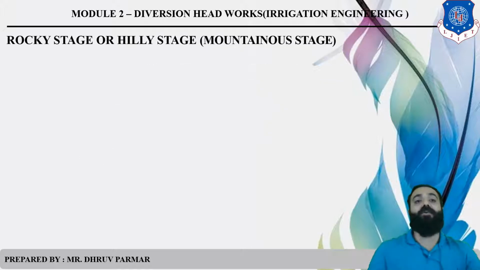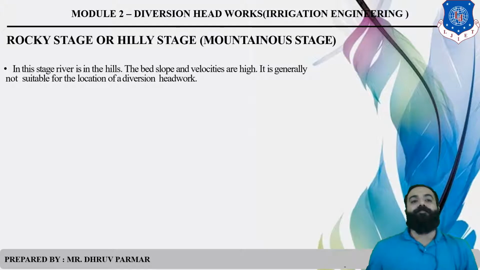That first stage, the rocky or hilly or mountainous stage. In this stage the velocity is very high. Clear? So the velocity of the river is very high and it is not suitable to construct a diversion headwork.